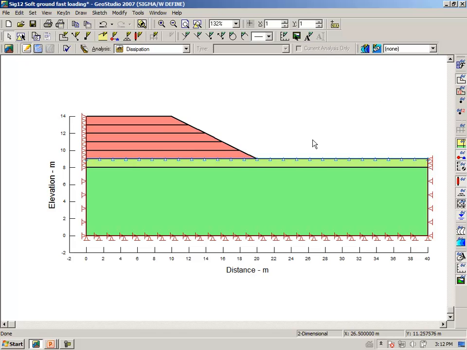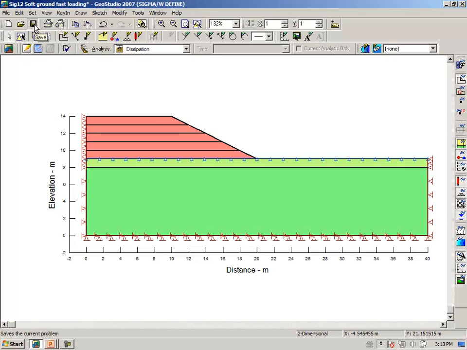We don't need to change any boundary conditions or material properties, but notice that during the dissipation analysis now, we don't have any cross-hatching, showing that we are not applying any further load. We're just dissipating the pore pressure after the last lift was placed.